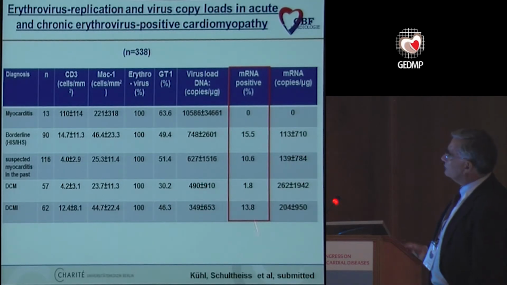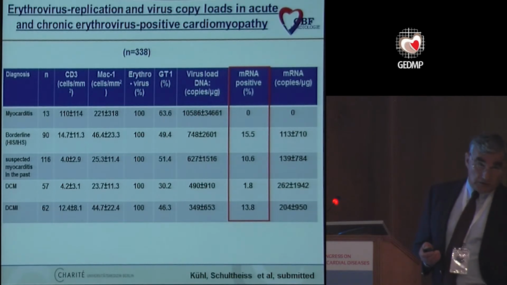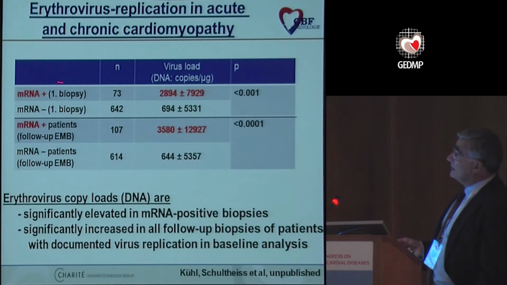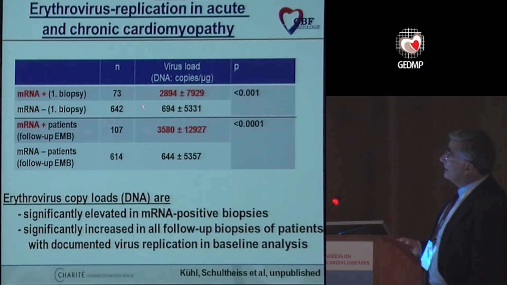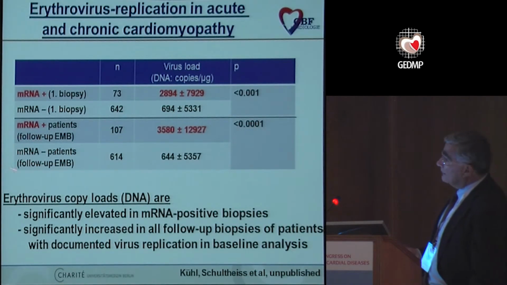In our hands, it's much more important to look whether there's messenger RNA positivity or not, because that means there's active replication of the virus. And I will show you the data here. Here you have messenger RNA positive patients, and they have a significantly higher load than those which are messenger RNA negative. But now look at the follow-up biopsies, and you can see that those patients which are still messenger RNA positive have an even increased virus load, whereas those patients where messenger RNA was negative and also negative in the follow-up biopsy, the viral load is about the same.